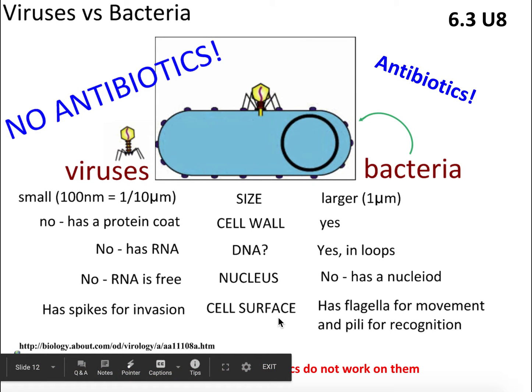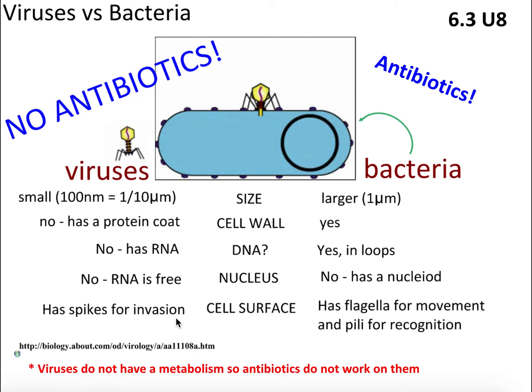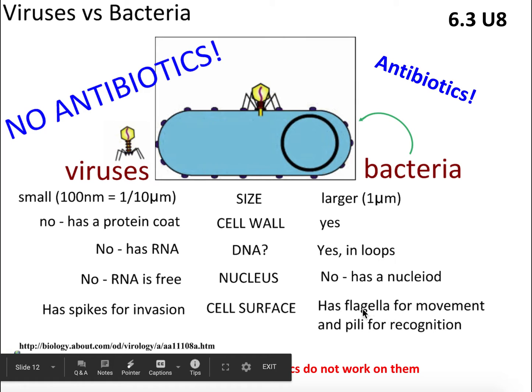And then on the cell surface, the viruses have spikes that can allow them to puncture through a cell wall, and they can invade, where a bacteria usually has flagella, which is a long tail, or pili, for movement and recognition of things around them.